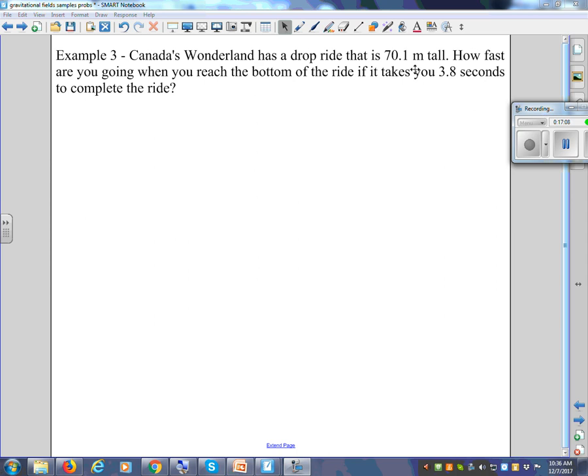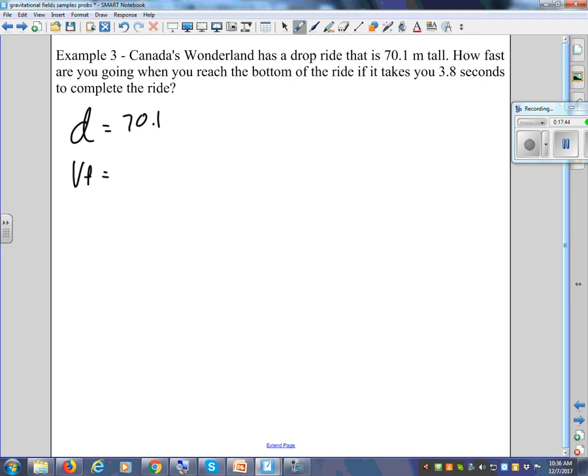How fast are you going when you reach the bottom of the ride if it takes you 3.8 seconds to complete the ride? So it just drops you and lets you fall, and then it starts slowing you down so you get close to the ground. But if it didn't, how fast would you hit the bottom? Okay, so what do we know? We know the displacement, the distance, 70.1. What are they asking for? How fast are you going? They're asking for the final velocity.